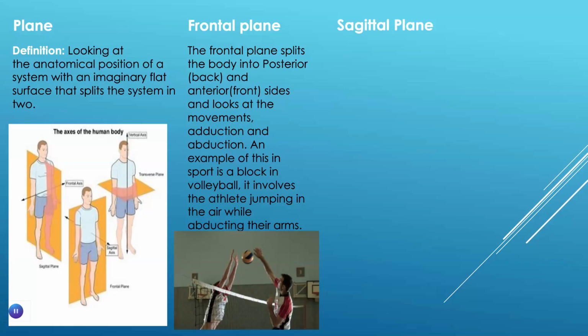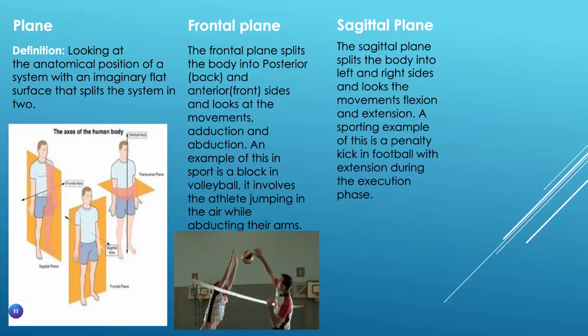The sagittal plane splits the body into left and right sides and looks at the movements flexion and extension. A sporting example that involves the sagittal plane is a penalty shot in football, in the execution phase as well as the preparation phase. In the preparation phase, the athlete does flexion at the knee, then extension at the knee during the execution phase, to be able to apply muscular force onto the ball, transferring the kinetic energy onto the football, causing the football to move forwards and upwards. This movement happens in the sagittal plane as the movement is along the face of the imaginary flat surface.